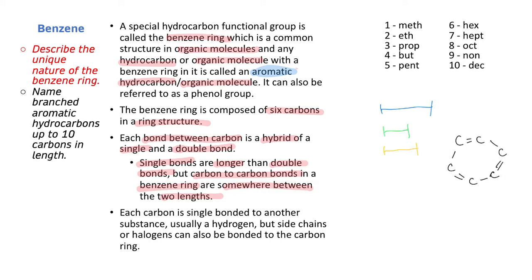So let's have a look. Each carbon is single bonded to another substance, usually a hydrogen, but side chains or halogens can also be bonded to the carbon ring. Effectively what that's saying is that each carbon currently, as I've drawn it, has 3 covalent bonds, so they would be able to have one more substance bonded to it. So this is a benzene ring by itself, with 1 hydrogen going off each of the carbons, right? So it's single bonded to another substance. That's what it means there.